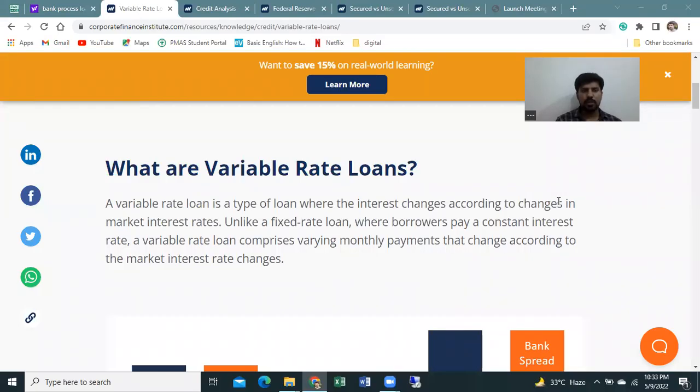My name is Jack. Today I'm talking about what a variable rate loan is. A variable rate loan is a type of loan where the interest rate changes according to the change in the market interest rate. Unlike fixed rate loans, where the borrower pays a constant interest rate, the variable rate loan has a varying monthly payment that changes according to the market interest rate change.